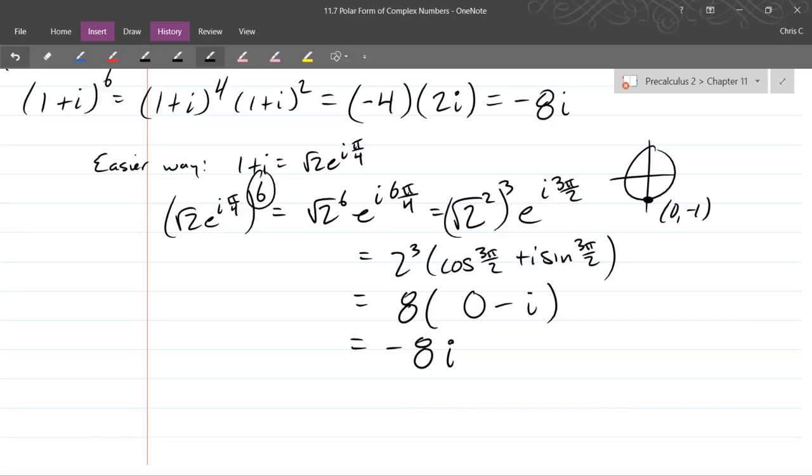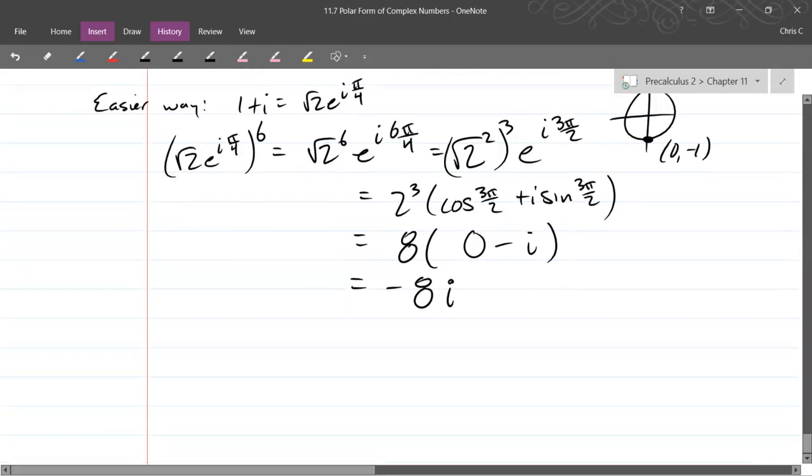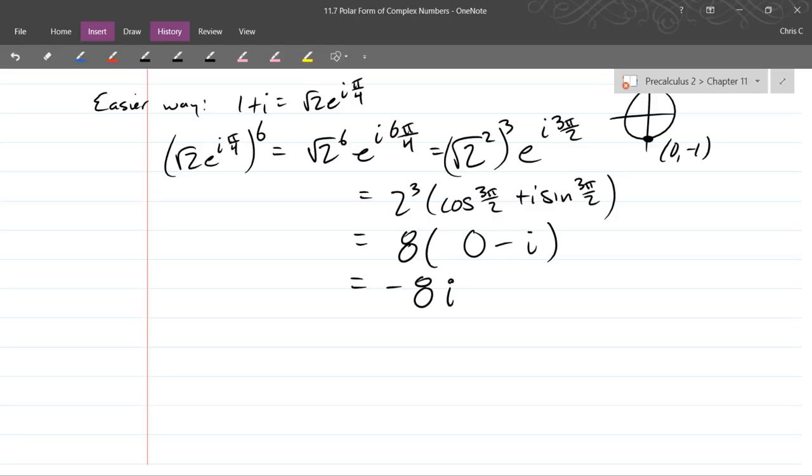So the higher the power is, the faster it is to go polar form. If it's a smaller number like 6, it could probably go either way. But if it's a bigger number, you want to go polar form. Let's do one more example.